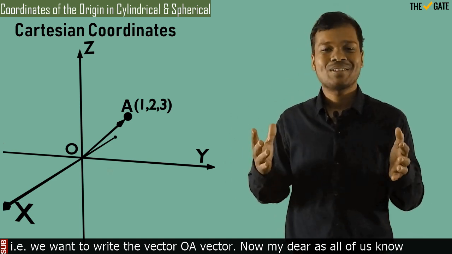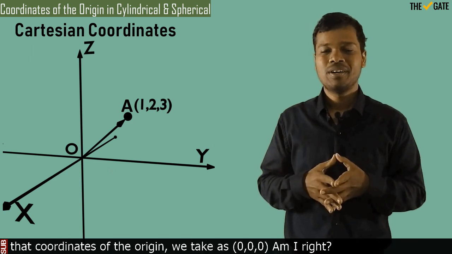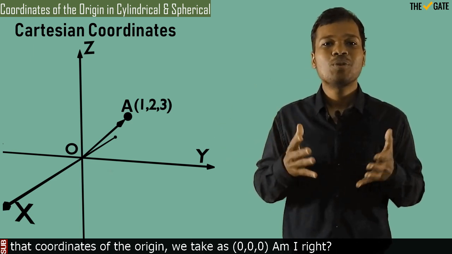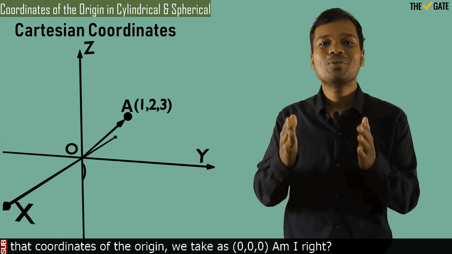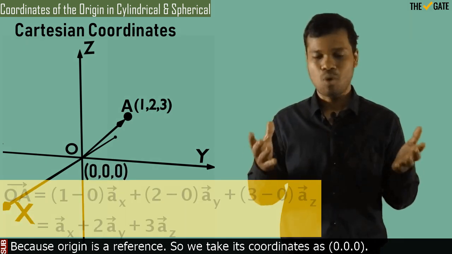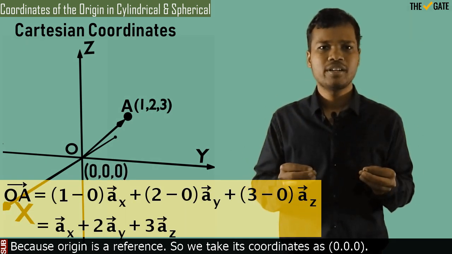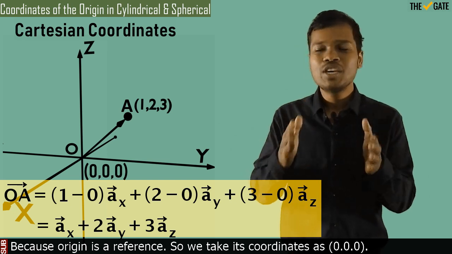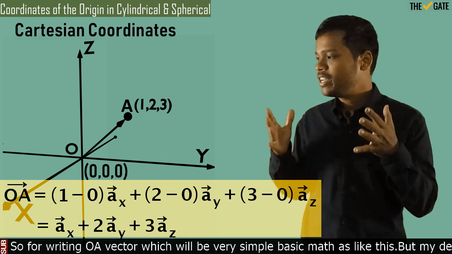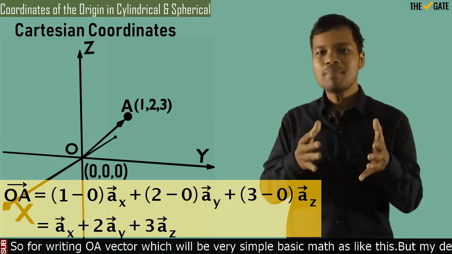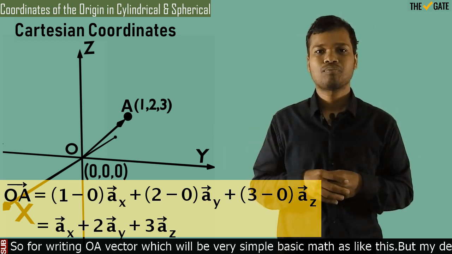Now, as we all know, the coordinates of the origin are taken as 0, 0, 0, because the origin is a reference point. So for writing the OA vector, it is very simple, basic maths, as shown here.